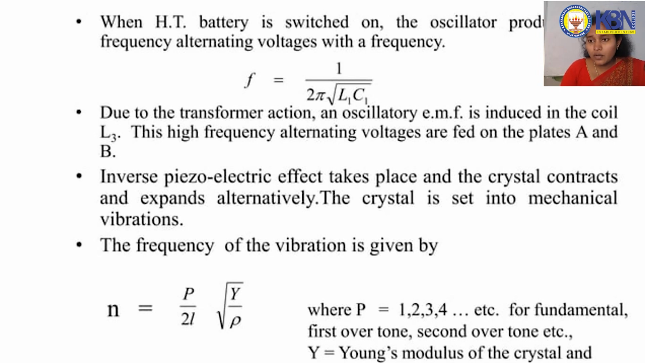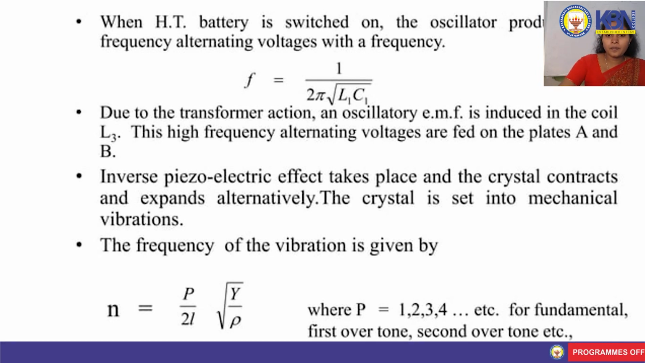The frequency of that vibration is given by n equal to p by 2L into square root of Y by rho. We already saw in the previous method that Y is the Young's modulus, and p equal to 1, 2, 3, 4, etc.